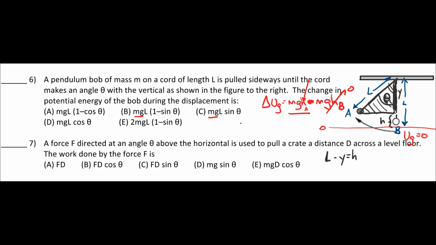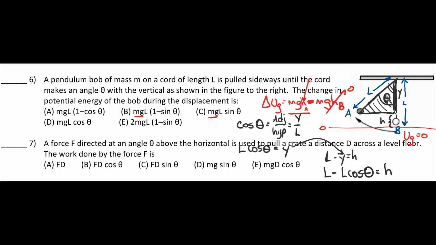And I know I'm going to use cosine. We should remember that cosine theta is equal to adjacent over hypotenuse. Or I could write it this way as y over L. Therefore, L times cosine theta is equal to y, which is what I'm looking for. And that's going to get substituted into here. So L minus L cosine theta is equal to h after I make that substitution.